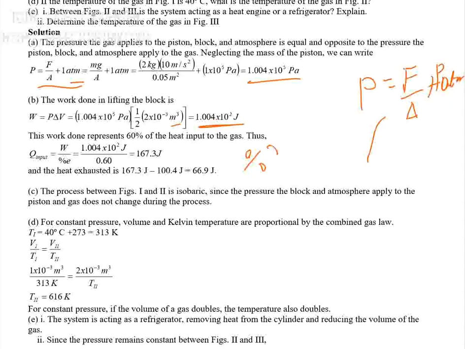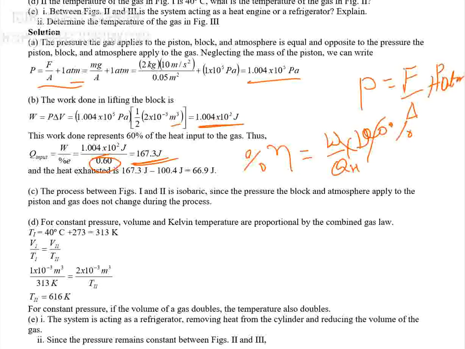Percentage of efficiency is equal to work over Q hot times 100%. If you make crisscross, finally you get Q input, or Q hot, is equal to work over efficiency. Efficiency is 60%. That means 60 divided by 100, 0.6. Therefore, this work divided by 0.6, finally you can get this amount.